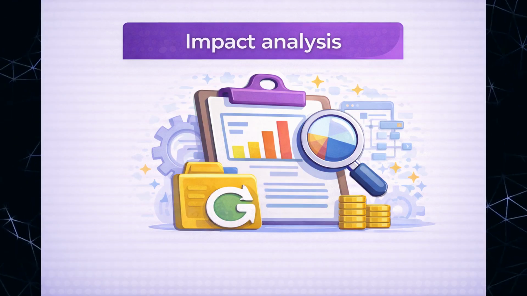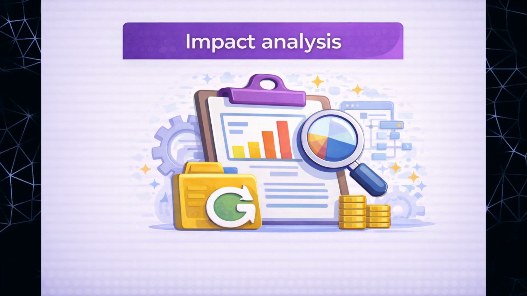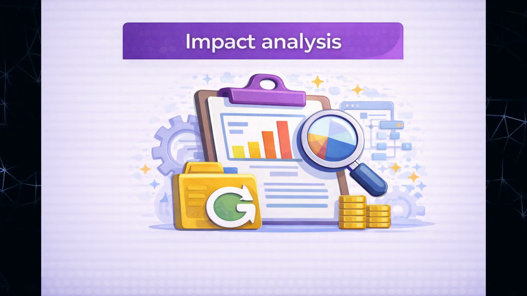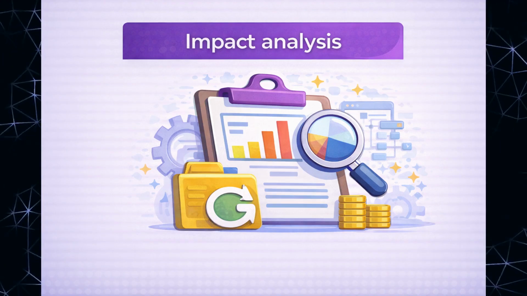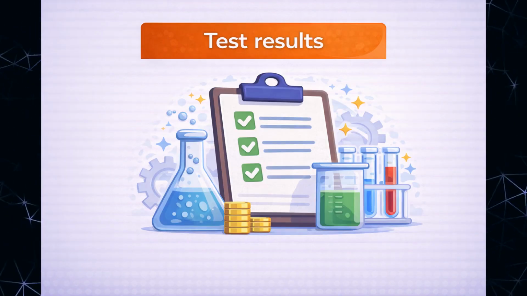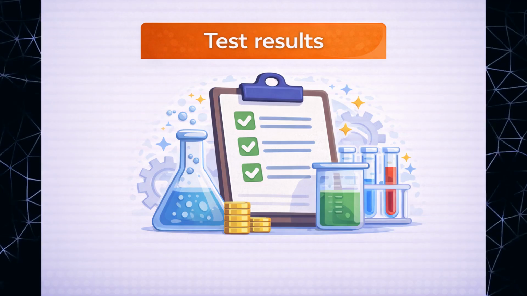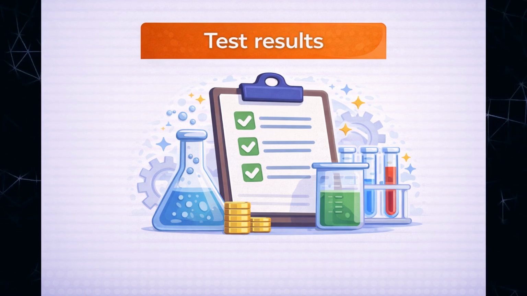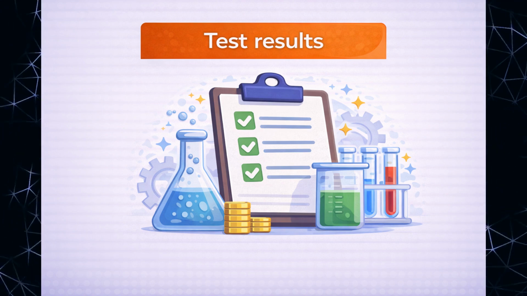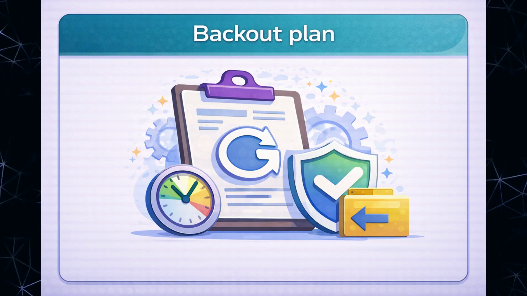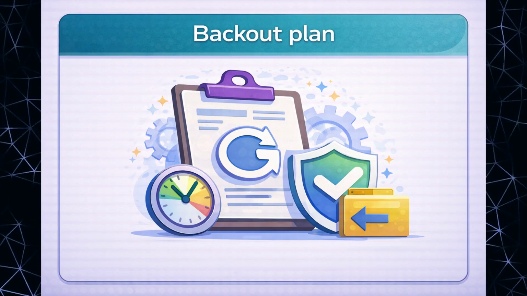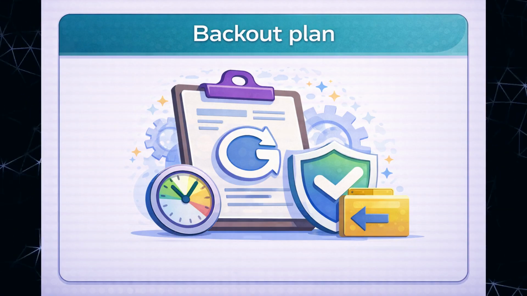Next is impact analysis. This evaluates how a change will affect systems, users, and security, helping to avoid vulnerabilities or downtime. We also have test results. Testing confirms that the change works correctly and does not introduce new security issues before going live. Another important one is the backup plan. This is a rollback strategy that allows the system to return to a safe state if the change fails.